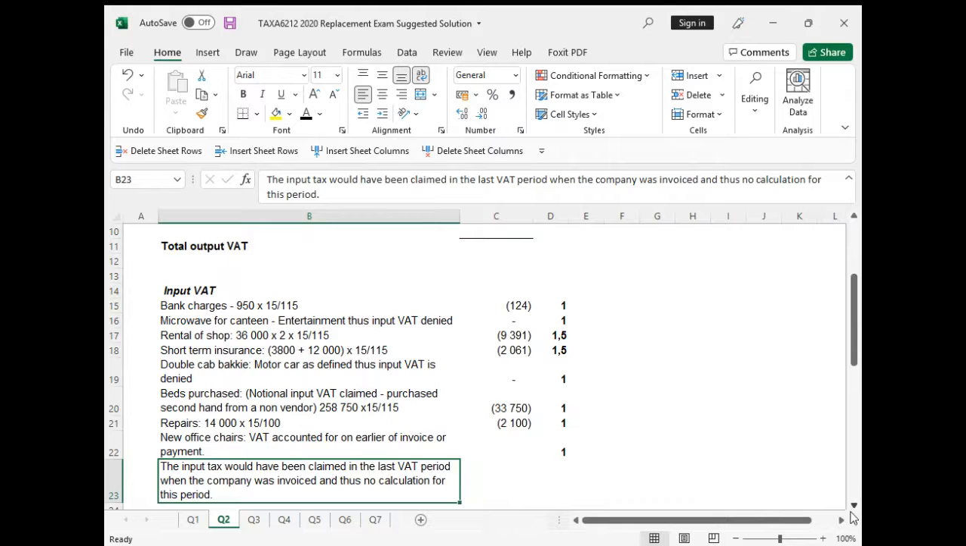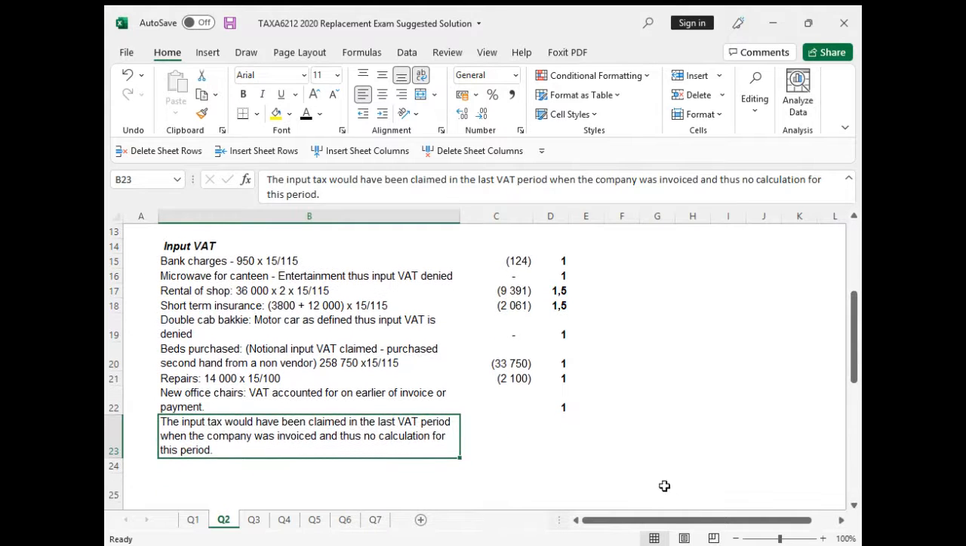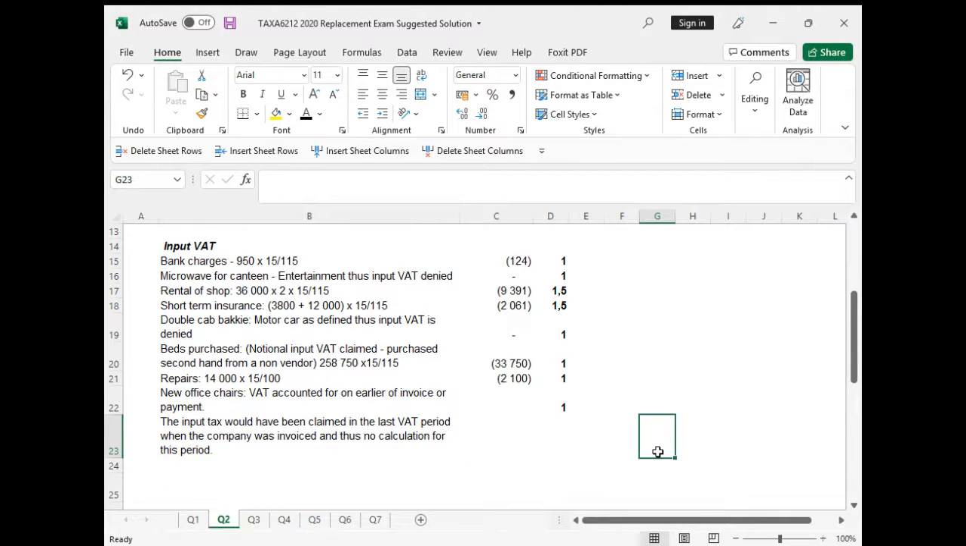Okay, so I've just put an additional note for you guys in here to say the input would have been claimed in the last VAT period when the company was invoiced, and therefore there's no calculation in the period. So that's why I haven't even included an amount. But if you showed a 0, it would also be correct. So you haven't physically included anything.